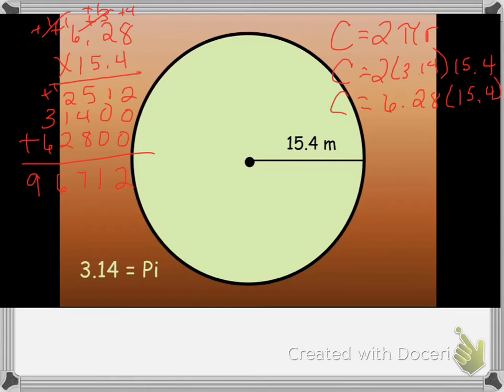And again, I'm going to round. However, when I round, this is less than 5, so it's going to fall off. So then my circumference is 96.71 meters. Hopefully that math is correct.